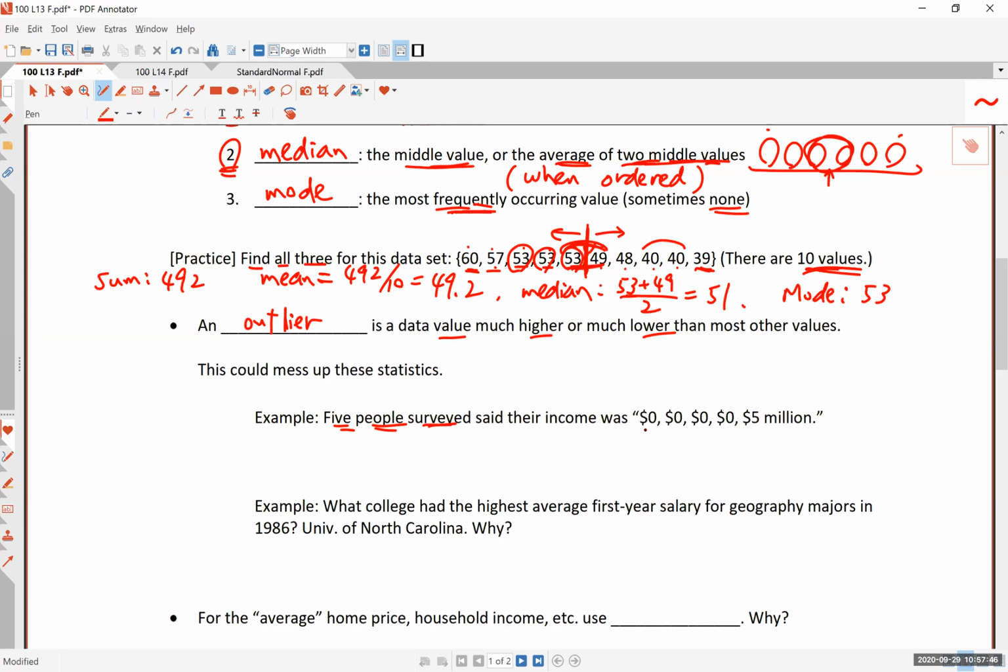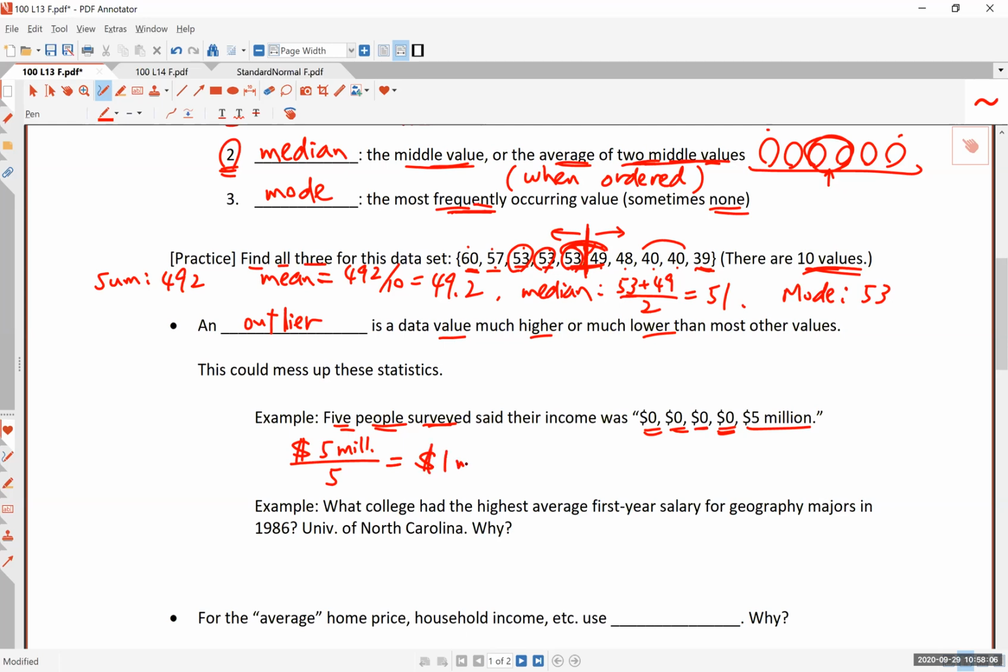So the first 4 say, no, I didn't make any money. I made $0. I made $0, right? And then the last one says, oh yeah, I made about 5 million last year. Okay, what's the average of these? Well, the average of these is the sum, which is 5 million, plus 0, plus 0, plus 0, plus 0, divided by 5 because you asked 5 people.